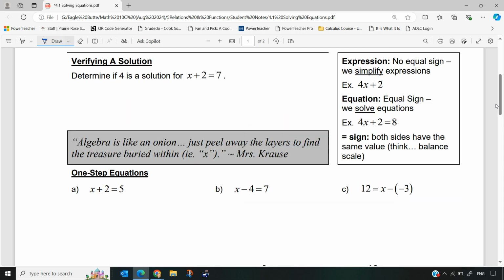Now, as we start working with algebra and we're solving equations, we need to be able to verify that our answers are correct. So in this particular question, we were solving x plus 2 equals 7, and we determined that the value of x was 4. We want to be able to go back and check our work. And one way to do that is with a left side, right side chart.